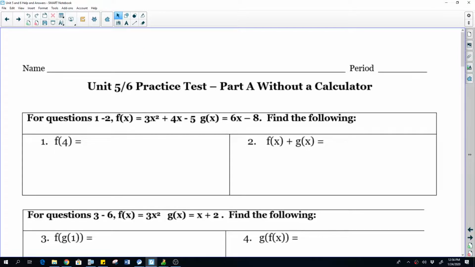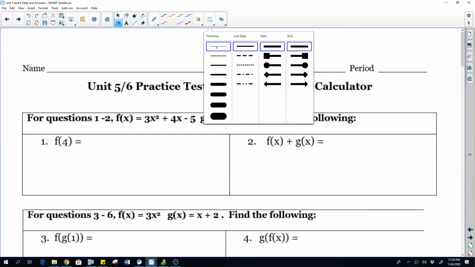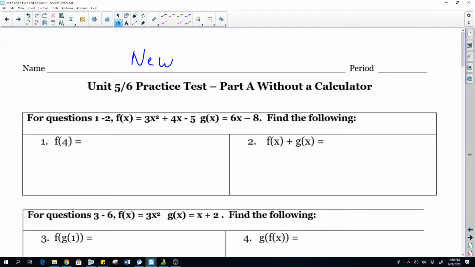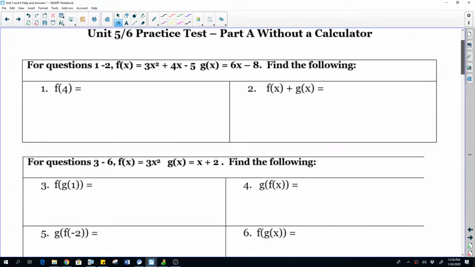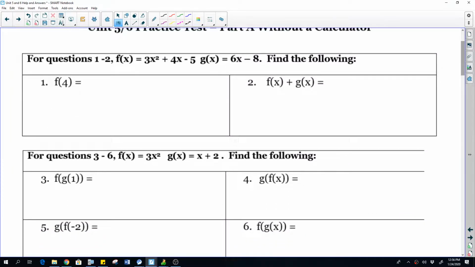Ace that test. So we're here with the chapter 5, 6 practice test. Not too bad, not too bad. I think you're going to ace this test.